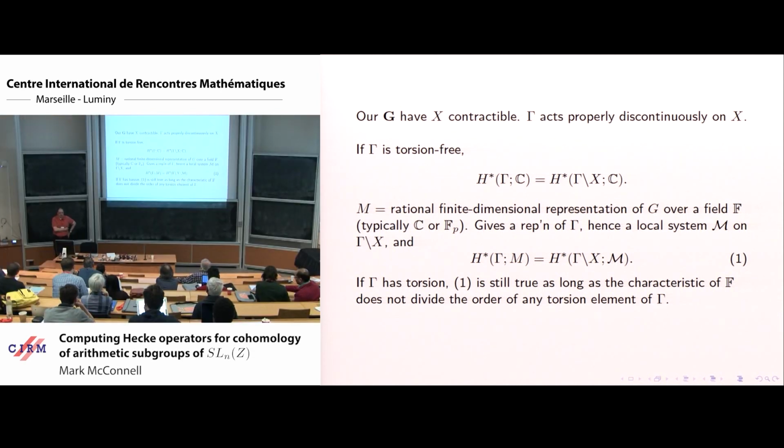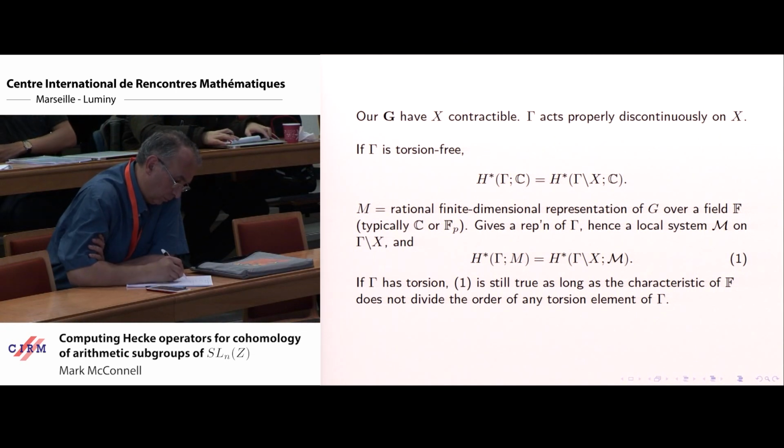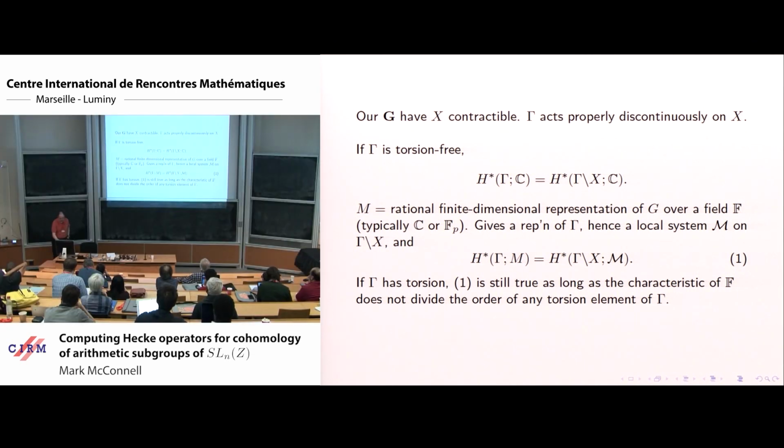So the G I've mentioned so far are going to have their symmetric space X contractible, and gamma will act properly discontinuously on X. So if gamma is torsion free, then X mod gamma is going to be a K(pi, 1). So the group cohomology of gamma is going to be the same as the cohomology of the manifold, the locally symmetric space X mod gamma, for the moment with complex coefficients.